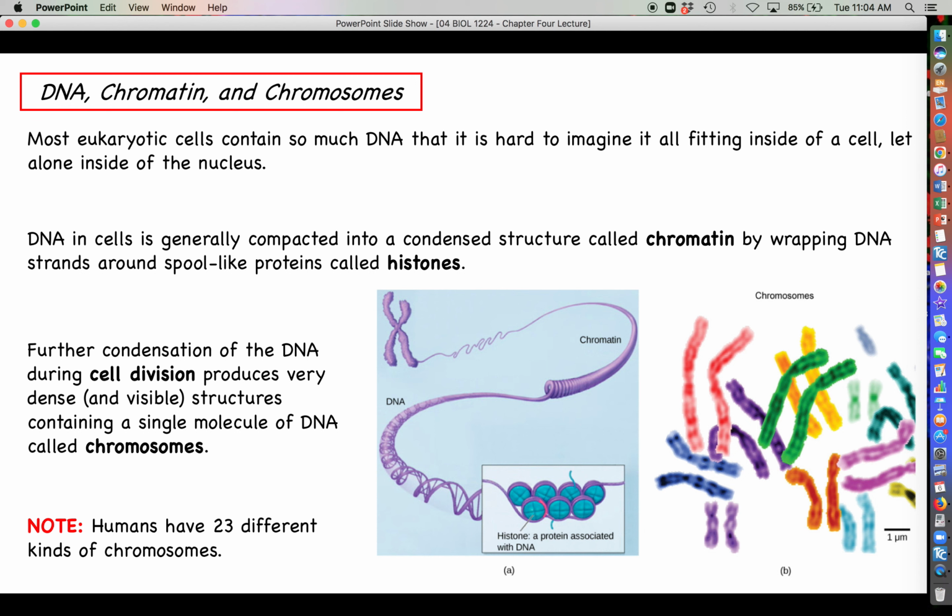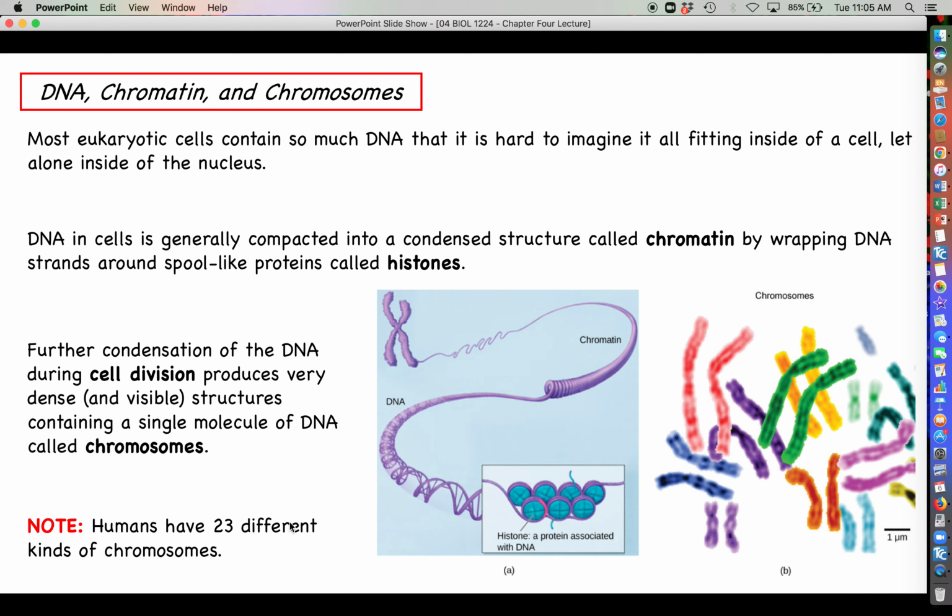By doing this, we can create very dense structures, which are called chromosomes, by condensing DNA in this way. And because these chromosomes have a lot of density but don't take up a lot of volume, we can successfully store all of the DNA in a very small space like the nucleus.